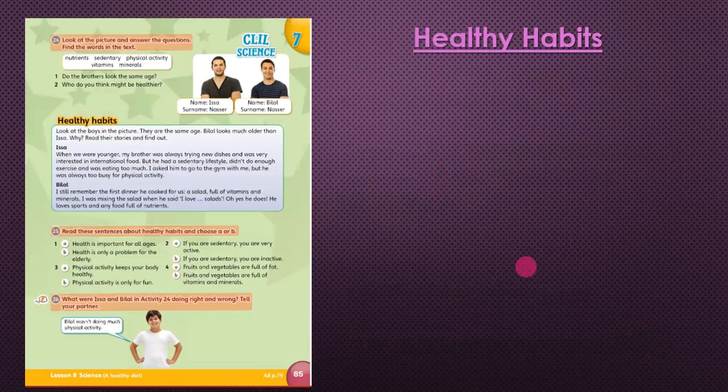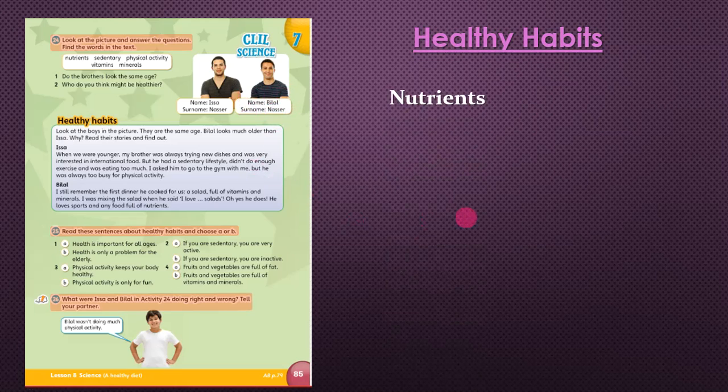Then the last important lesson that we took in this unit was the healthy habits, or the CLIL lesson, science. The title was Healthy Habits. We learned some healthy habits that you have to follow, that following these healthy habits will make you look healthier and younger. We took the example of the two brothers who were at the same age, but one of them, who was named Isa, looked healthier and younger, while Bilal looked older and not healthy.